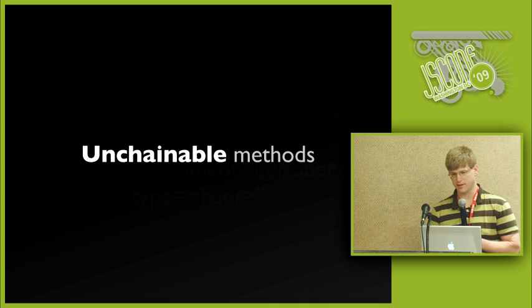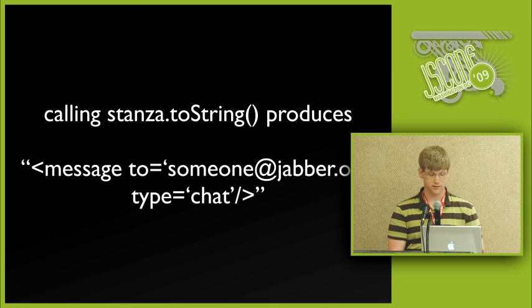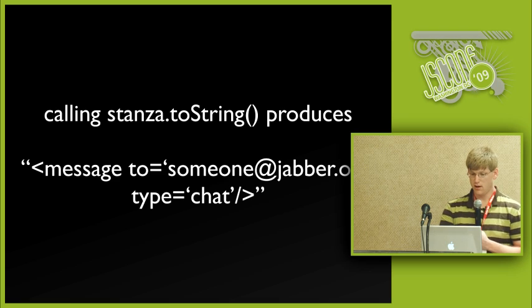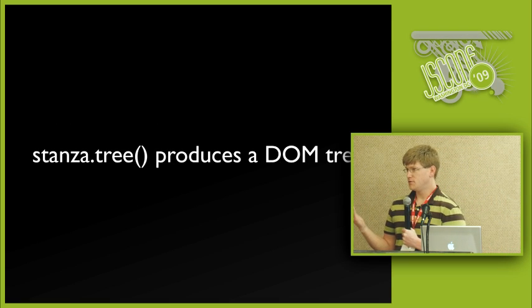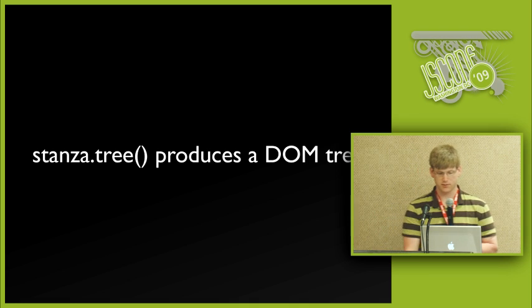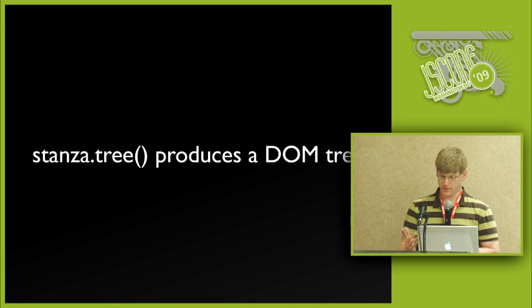And now we get to the unchainable methods. And there's just a couple of these. We have toString, which serializes the DOM element to a string, so you can see what it looks like or print it out somewhere. We have .tree, which is sort of like jQuery's get. It just returns us the actual top-level DOM tree. And that's it for the unchainable ones.